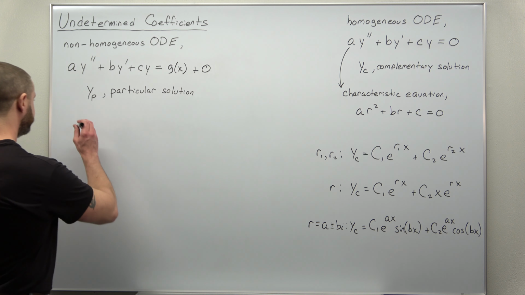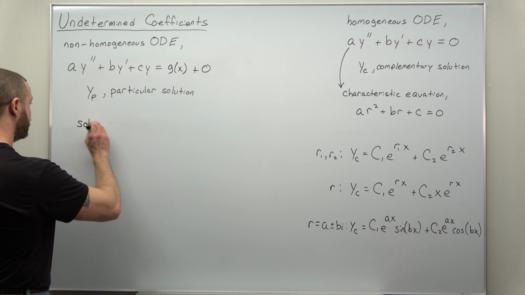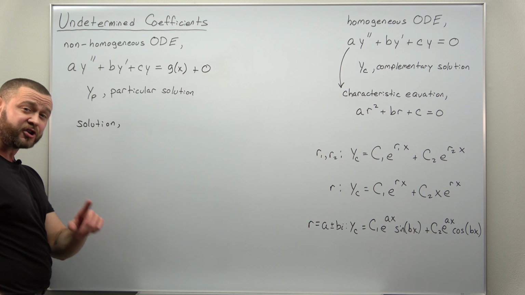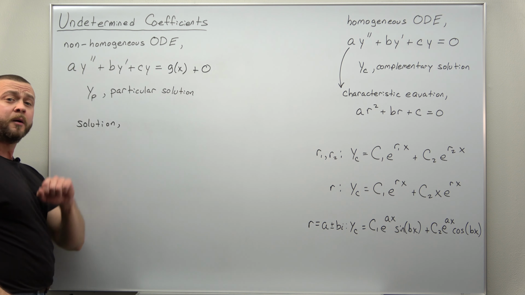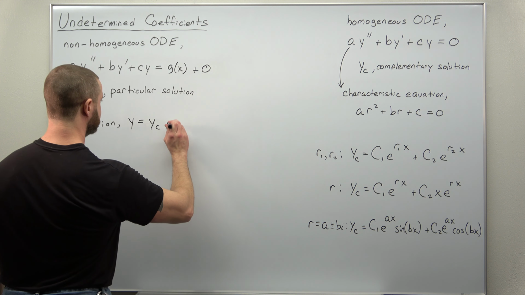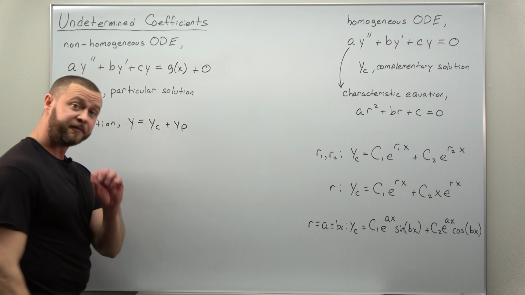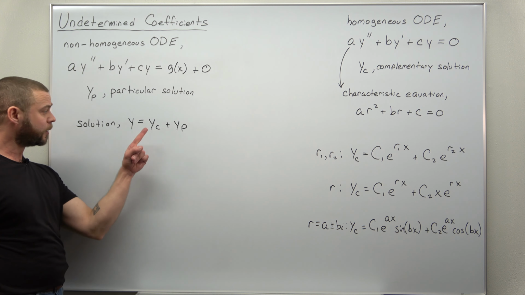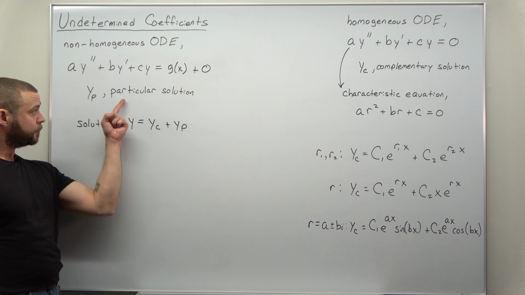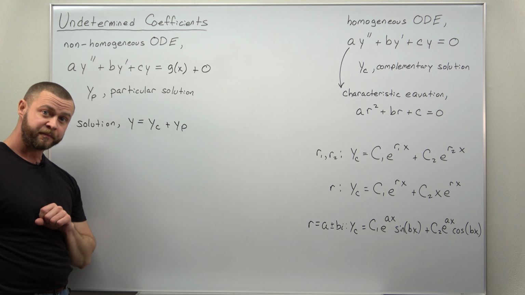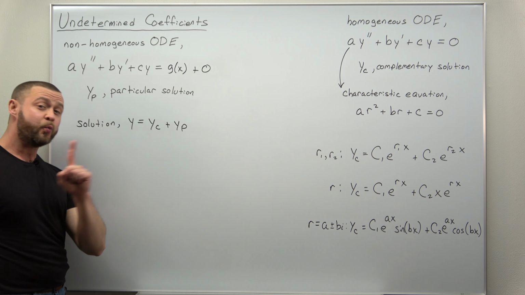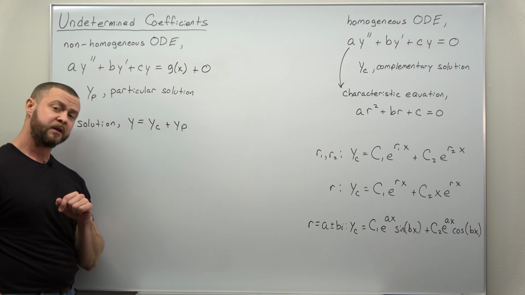The full solution to the non-homogeneous ODE is what we would write as a combination of the complementary solution plus the particular solution. And this probably looks familiar from in class. Your full solution is what we call yc plus yp, the complementary solution plus the particular solution. Again, the method of undetermined coefficients, that tells you what the particular solution is.